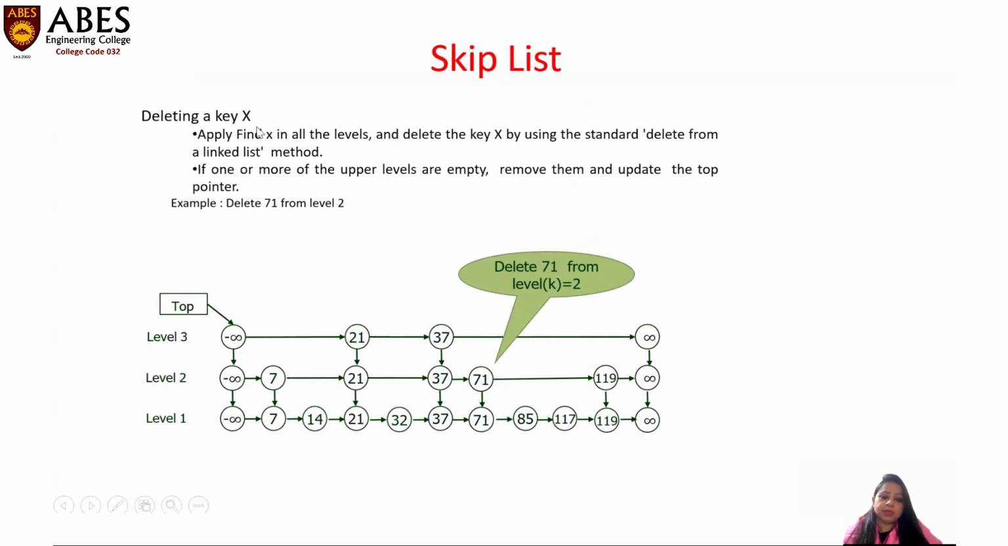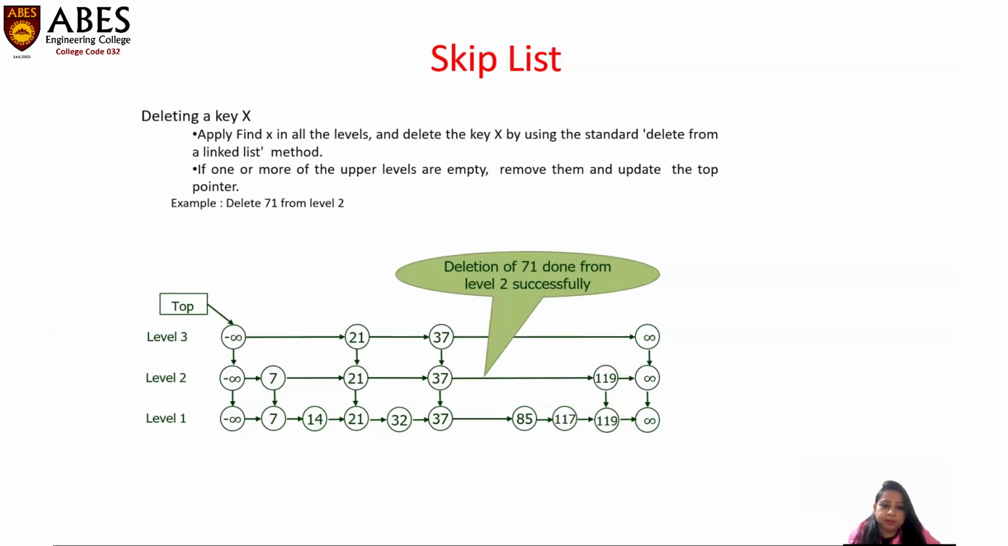Now, if we want to delete a particular value, then we have to find x in all the levels. If we want to delete 71, we find where it is available, at level 2 and level 1. Then we can use the standard delete function from a linked list, where a linked list is a data structure which stores two things, a value and the address of the next location. In case one or more upper levels are empty: say if you want to delete 71, then we find the value below 71, and we also find the levels that are available above 71. If they are empty, then we can delete 71 from level 2 as well as from level 1.